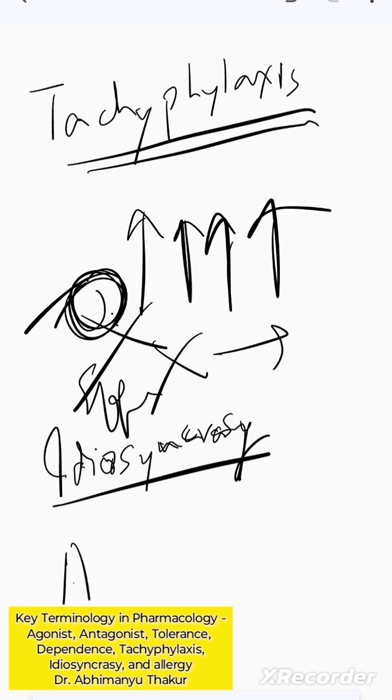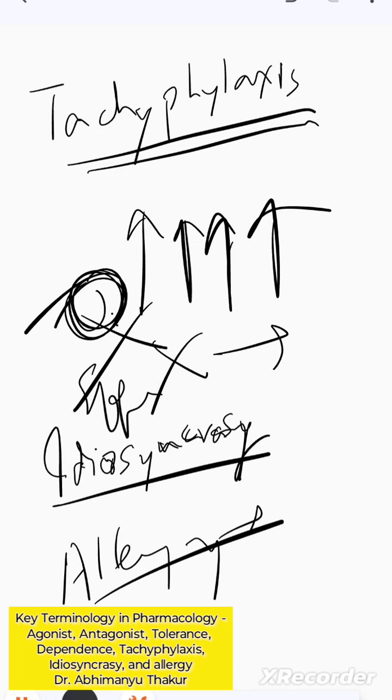Then there is allergy. This term is often used. For example, immune mediated hypersensitivity reactions. A lot of people have penicillin allergy. When penicillin is administered, a lot of immune reaction happens, and that is referred to as allergy. So an immune mediated hypersensitivity reaction is referred to as allergy.